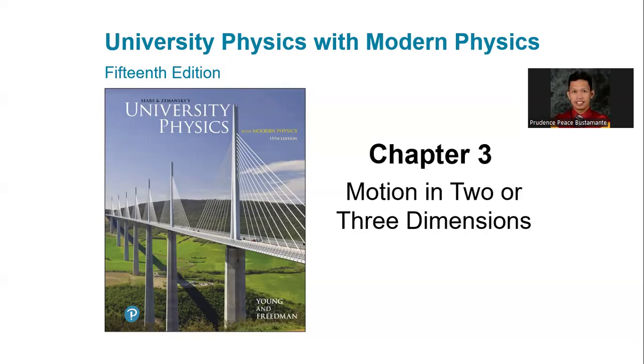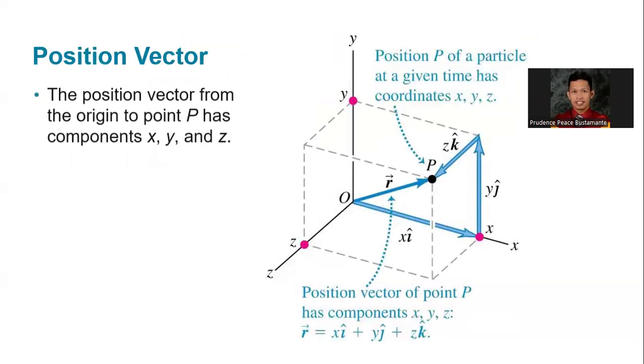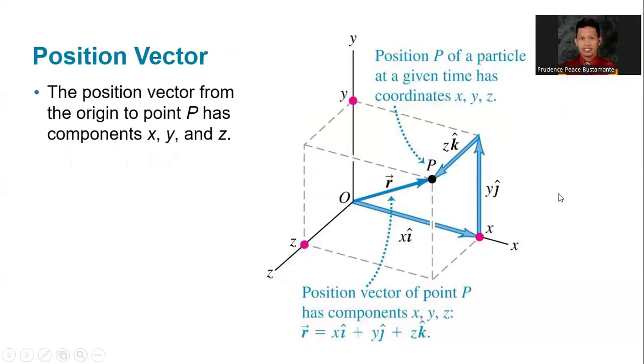Good afternoon to everybody. So we're going to discuss now chapter 3, entitled Motion in Two or Three Dimensions. If you can recall in chapter 2, we discussed there the position. How are you going to define the position of a particle moving in one dimension?